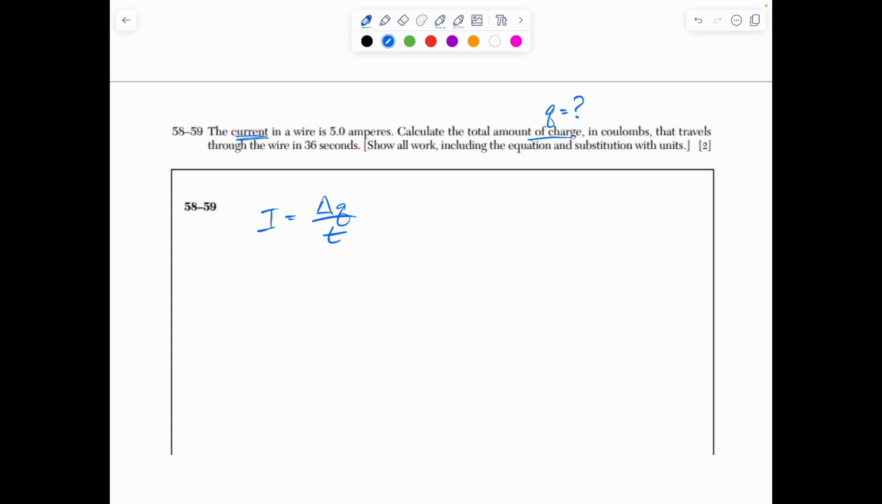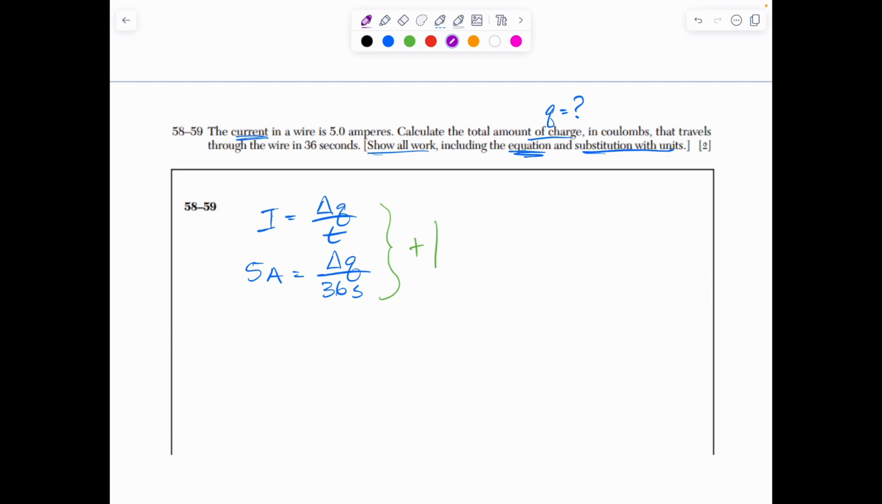Remember this is a two-part question, so I wrote my equation. 5 amps for current equals, we don't know our charge, and our time is 36 seconds. There we go. I just did substitution with units. I just got +1 for this question, so I got half my points already. Last step, we take 5, multiply it by 36.